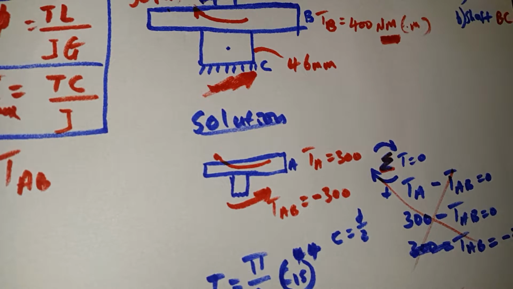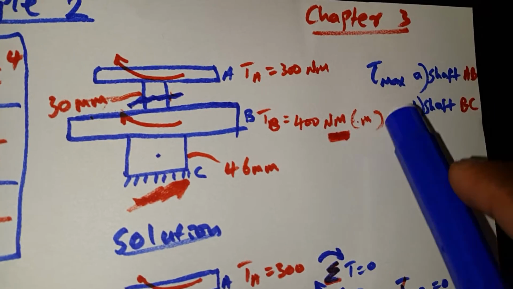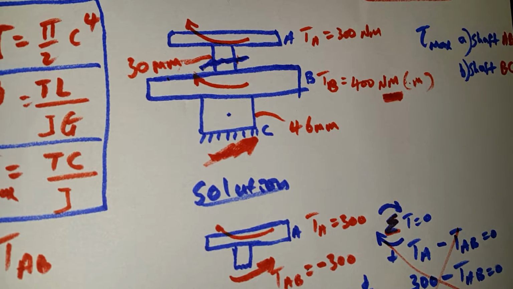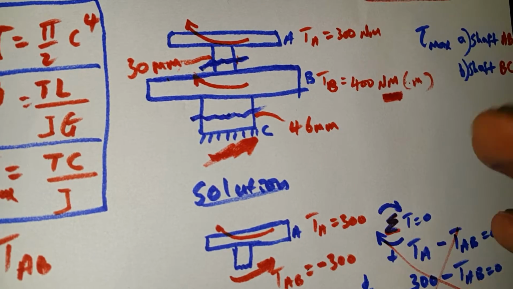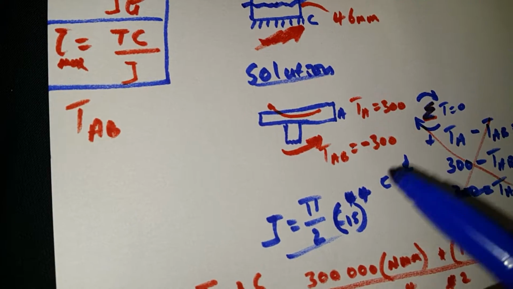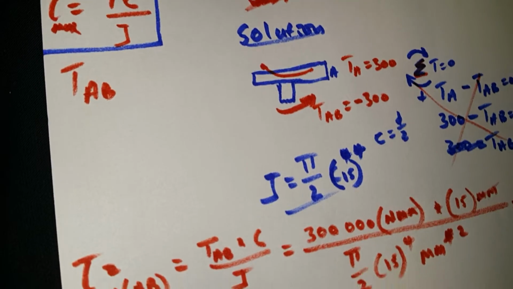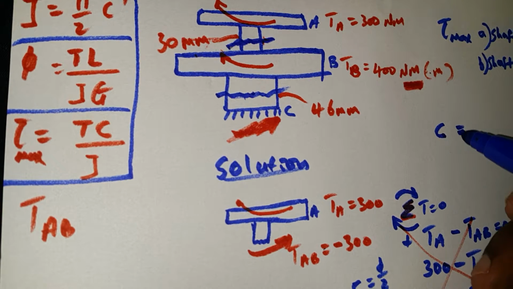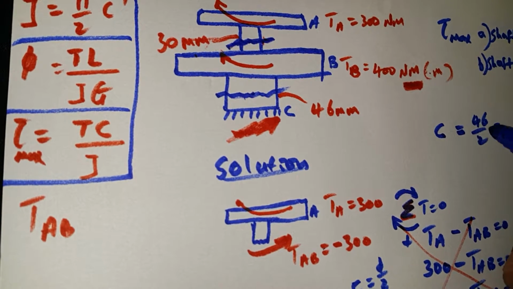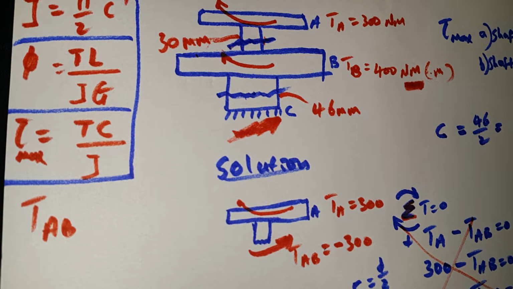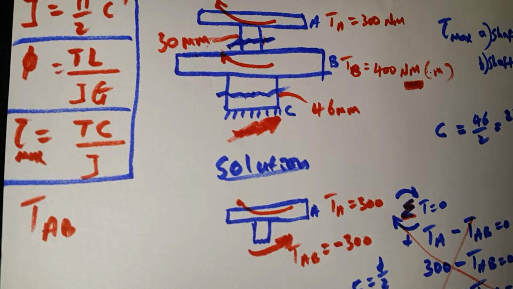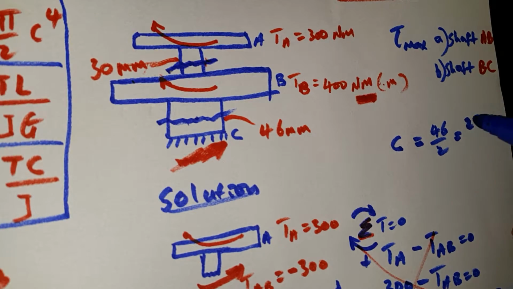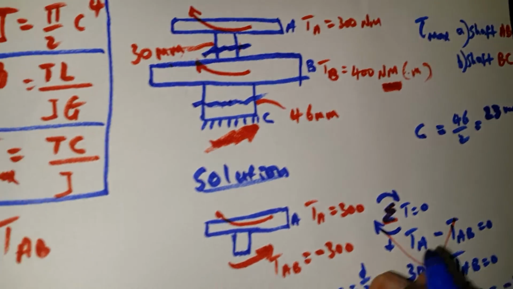So that is it. Then we have found the maximum shear stress at shaft AB. You have to do the same at shaft BC, so that it will cut here. So what do you need? You need J and you need C. Our C here in this part is equal to 46 over 2, which is 23 millimeter.